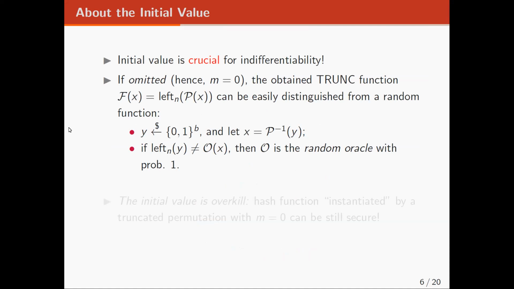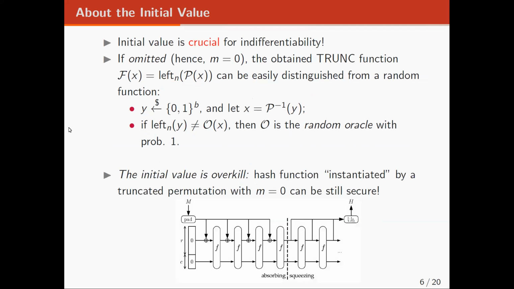So the initial value is crucial, but at the same time it is overkill, in the sense that there are some hash functions which are instantiated by a truncated permutation with m equal to 0 that are still secure. For example, this is a sponge hash function. At the beginning, we have an initial value which is fixed. But in all the other cases, this initial value, the part that corresponds to the inner part, is not fixed. And this function is still secure.